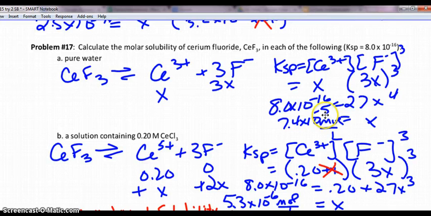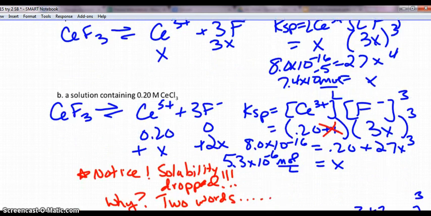Now compare this number with this number. What do you notice? You notice that your solubility dropped. Without the common ion, you had more of the cerium fluoride dissolving. With the common ion, you have less of it dissolving. Why is that, folks? Two words. Le Chatelier, that's two words. If I add more of the fluoride, it shifts to the left, so I have less of the cerium fluoride dissociating.